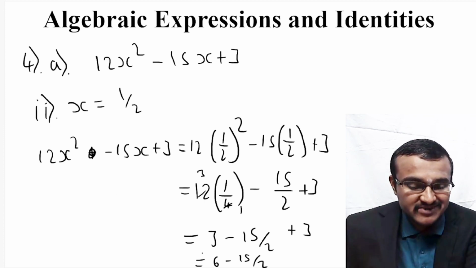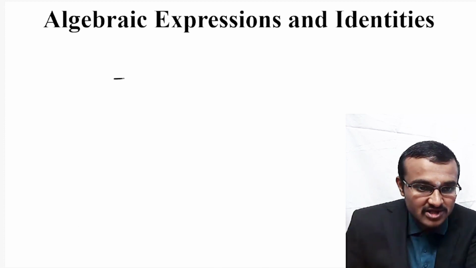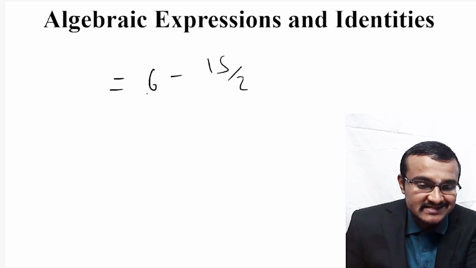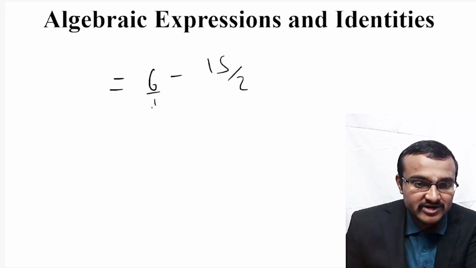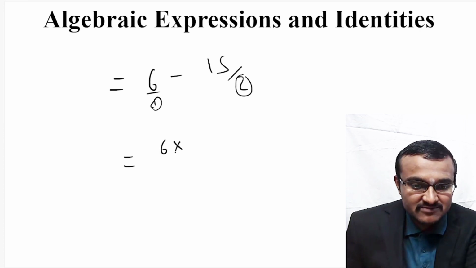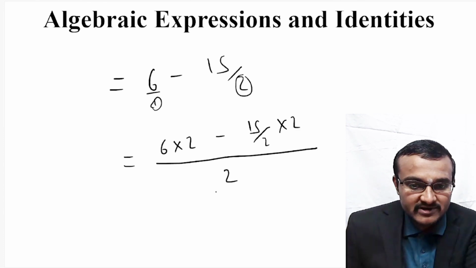So now you have got 6 minus 15 by 2. When you actually solve this particular 6 minus 15 by 2, here it is actually 6 by 1 minus 15 by 2. When you take the LCM of this particular 1 and 2, you will get 2 as your LCM. So you should multiply 2 with this 6 and you should also multiply this 2 with 15 by 2, and the whole should be divided by the LCM 2.